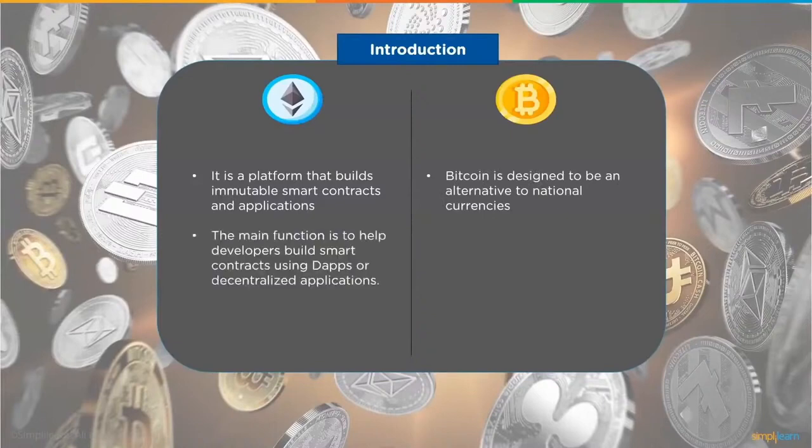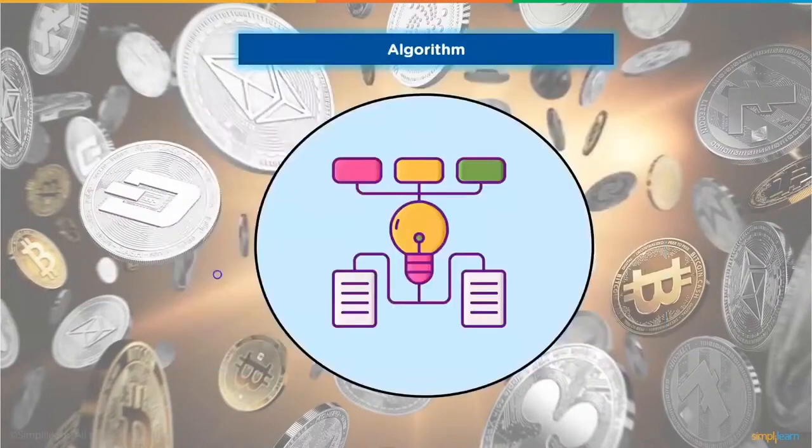The main function of Ethereum is to provide its users or developers with a platform to build smart contracts using dApps or decentralized applications. On the other side, Bitcoin only intends to be a medium of exchange of money and value stored in its blockchain network. Now let's get started and move towards the first comparison, which is algorithm.